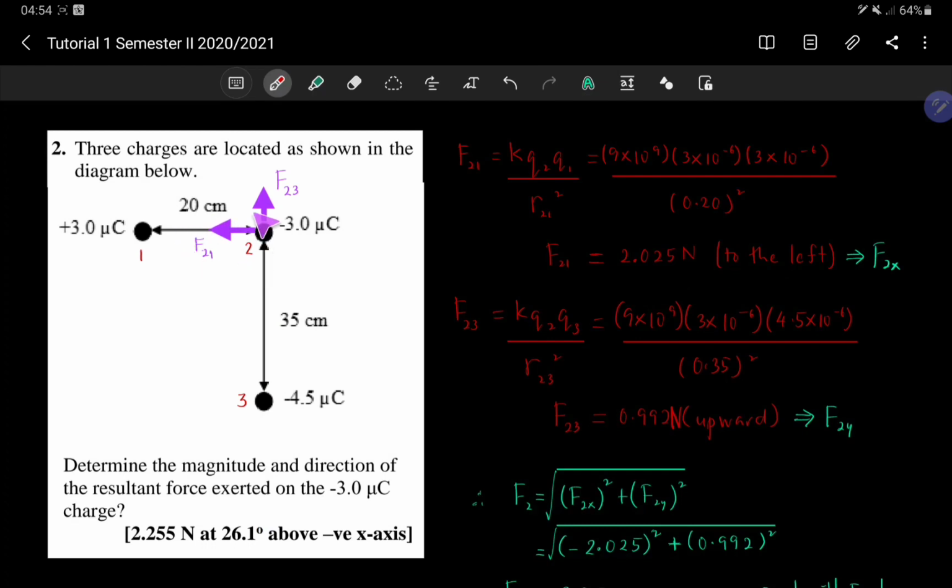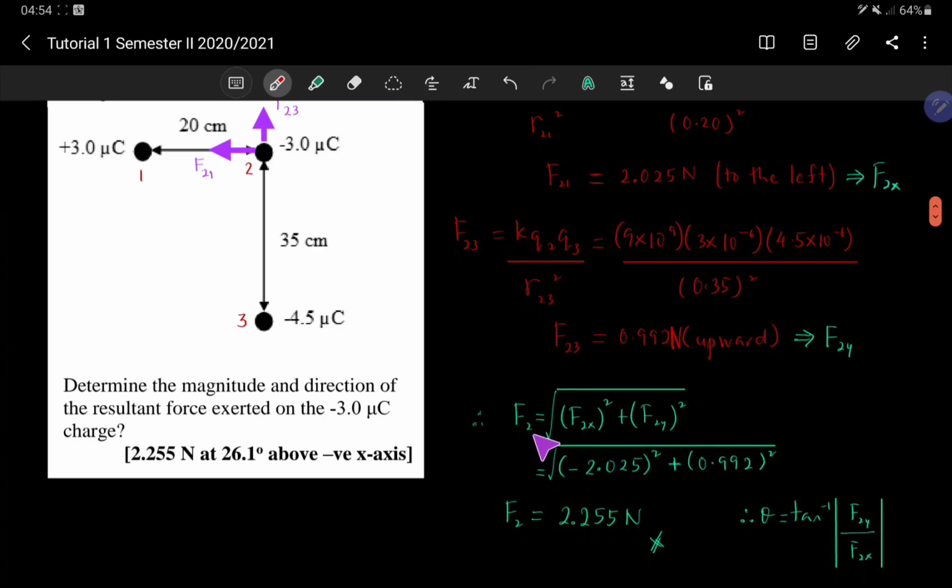The resultant on X equals to F21. The resultant on Y equals to F23. So this is the resultant on the X component and the resultant on the Y component. Why? Because in calculating F2, the force exerted on Q2 equals to the square root of the resultant on X squared plus the resultant on Y squared. On X the resultant equals to F21, substituting F21 calculated before, and the resultant on Y component equals to F23. We substitute the values calculated just now, and you will get the resultant force exerted on Q2 equals to 2.255 Newton.